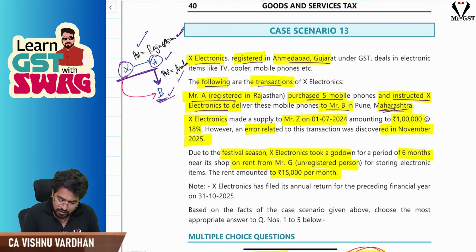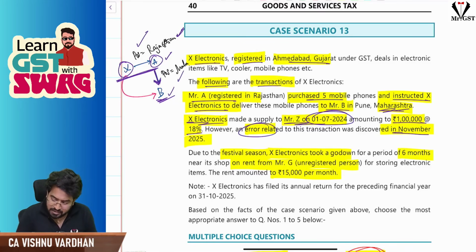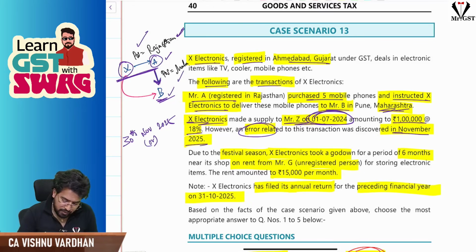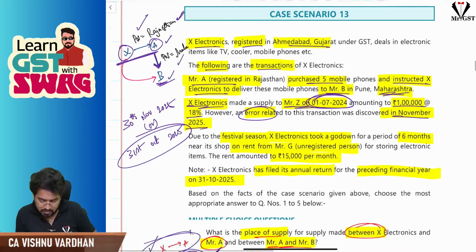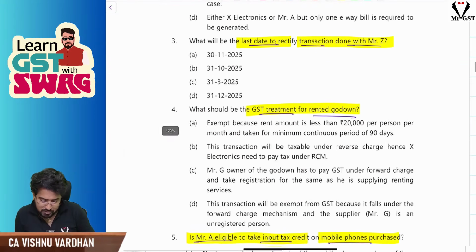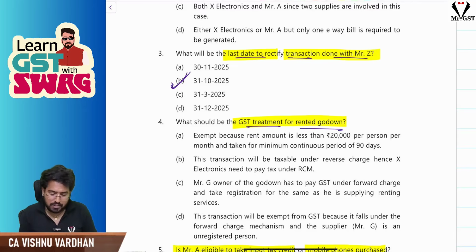X Electronics made a supply to Mr. Z on 1st July 2024 for 1 lakh and GST, but there was an error related to that transaction discovered in November 2025. This is a transaction related to the 24-25 financial year. The deadline to rectify mistake is 30th November 2025 or the actual date of filing annual return. In the question they gave, they have filed the annual return for the preceding financial year, that is 24-25, on 31st October 2025. So that means 31st October 2025 is the deadline. No complications, nothing here, just a basic question. So 31st October 2025 is the deadline to rectify the mistake.